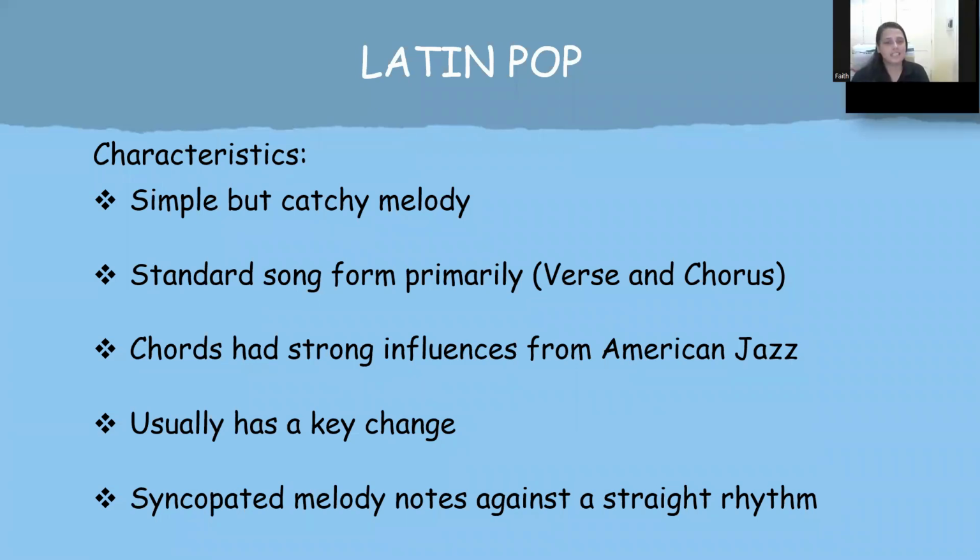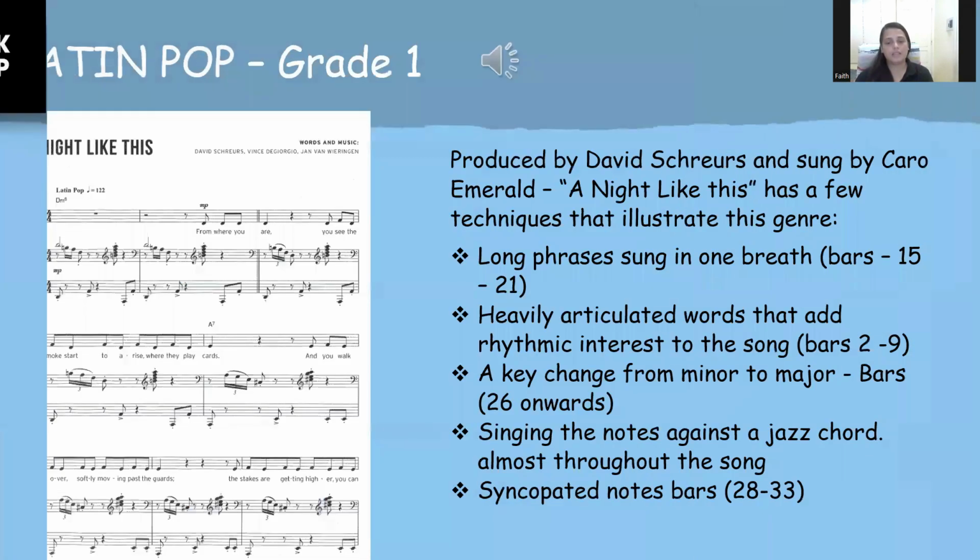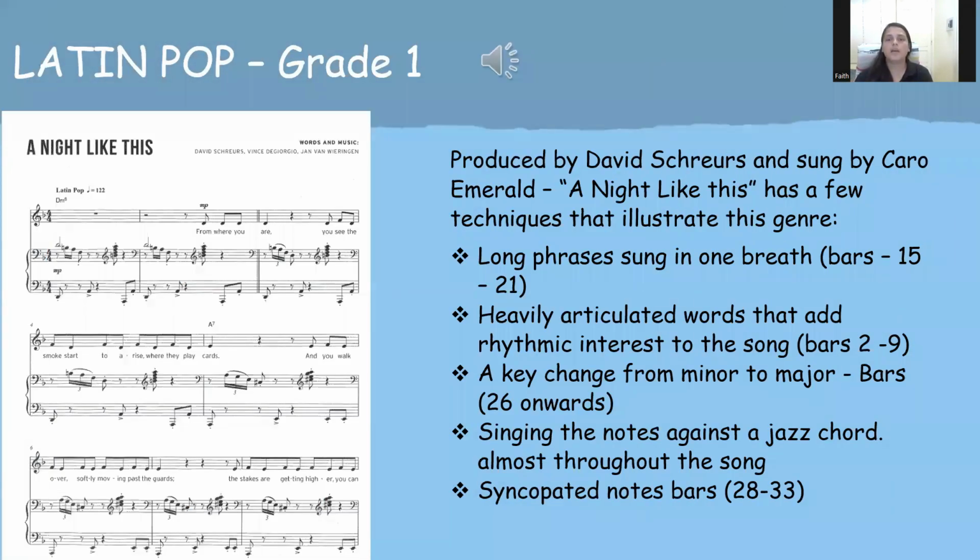Back to Latin pop. Let's move on to the characteristics of Latin pop. Simple but catchy melodies. I'm sure all of you are singing those songs now in your mind. Standard song form, primarily verse and chorus. Chords had strong influences from American jazz. Usually there's a key change, say major to minor, sometimes a semitone or a tone higher or lower. Then we have syncopated melody notes against a straight rhythm, which is very characteristic of Latin pop.